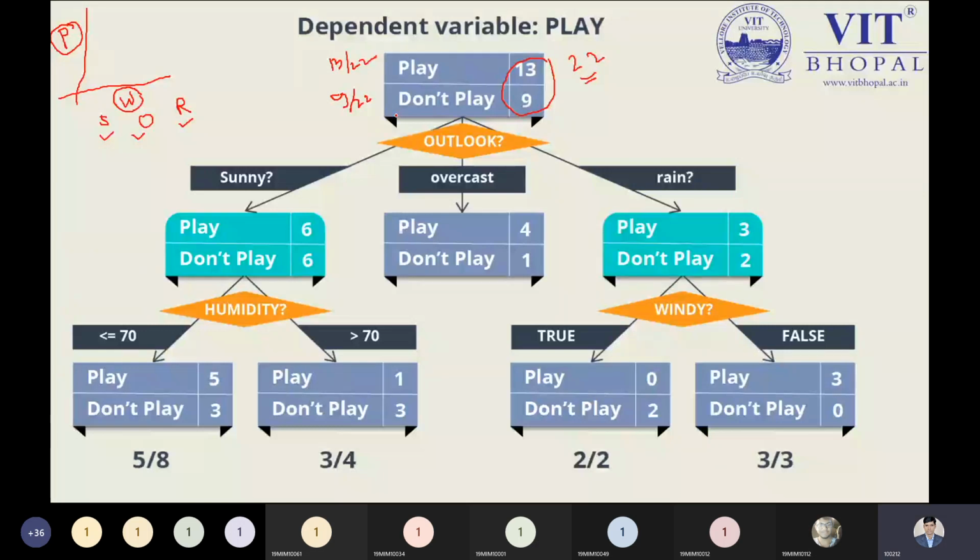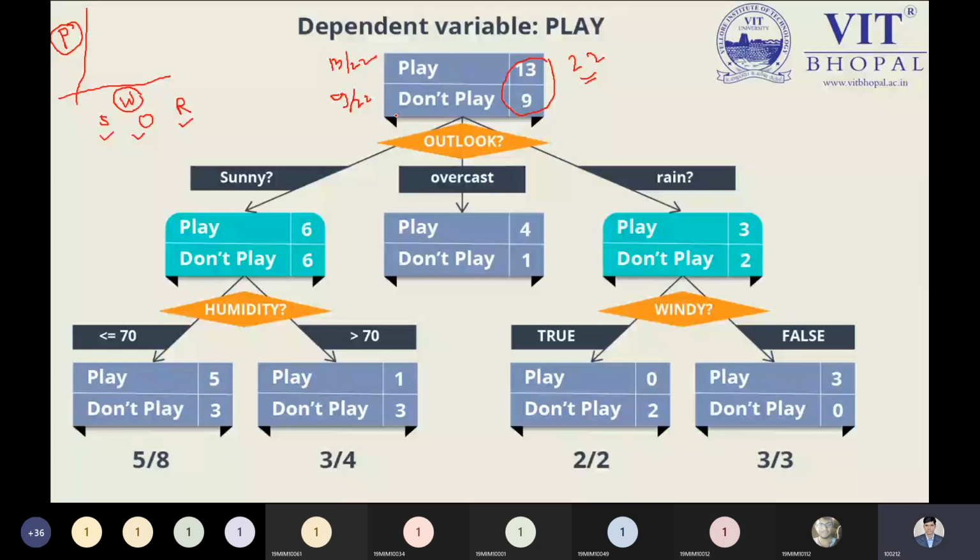Just let me know, is this fundamental step clear to all? Is it clear to all now, at the first level? Step by step, I will ask you. Please tell me, is it clear right now? Yes, sir. Okay.